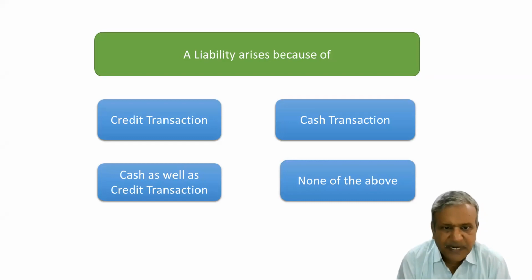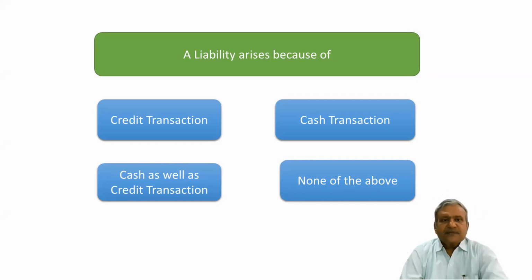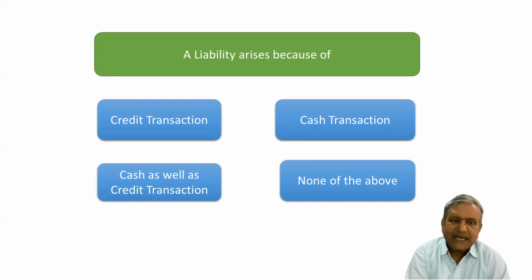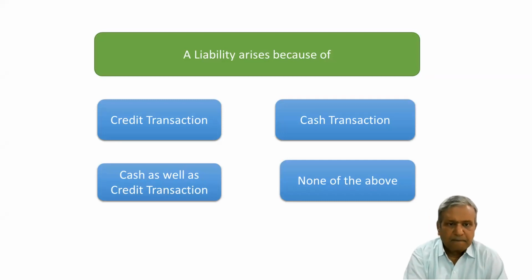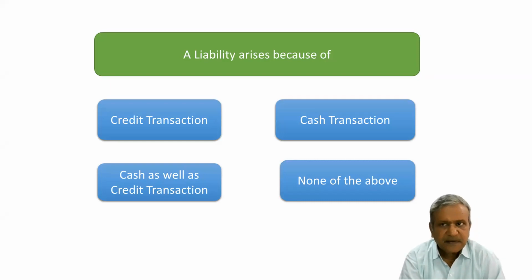You have studied all these things in your BCom for how many years? 3 years, please. Am I asking you high-level questions? Liability arises because of credit transaction, number 1; cash transaction, number 2; cash as well as credit transaction, number 3; none of the above, number 4. All of you have not replied. Some more? Put it, please. Okay.